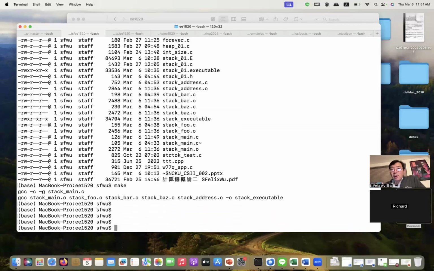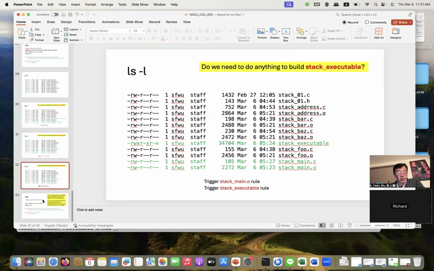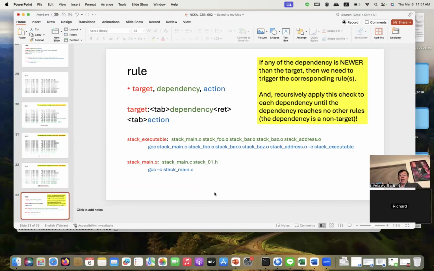All right, I'm almost done. I guess today I will not move on to the next topic. I will just finish the makefile. Let me try to summarize. A makefile has a target, a dependency list, and then an action. And the example looks like this.